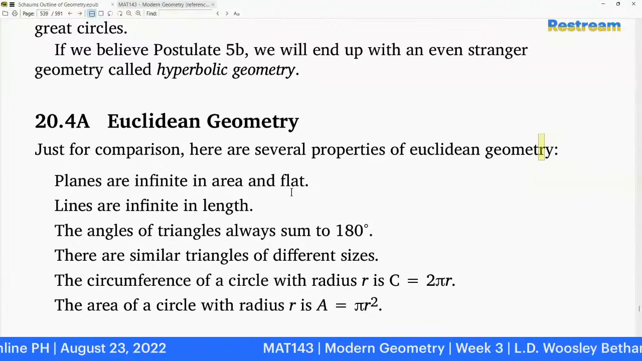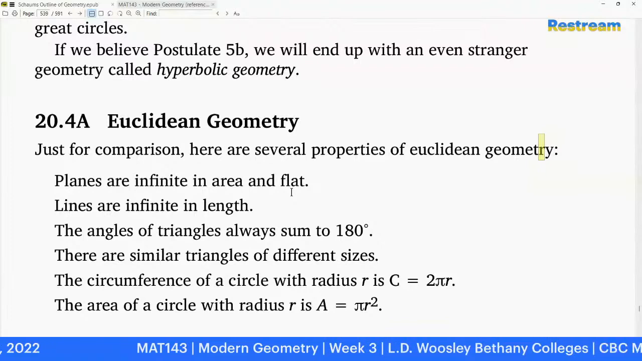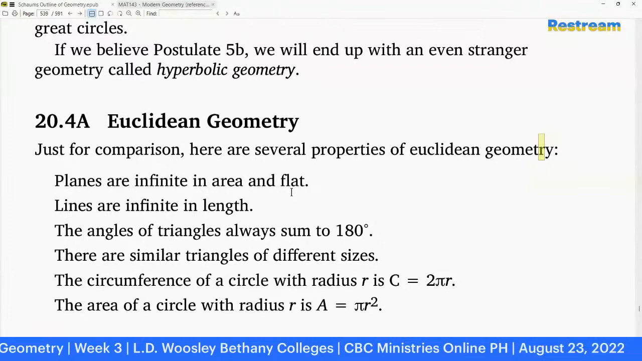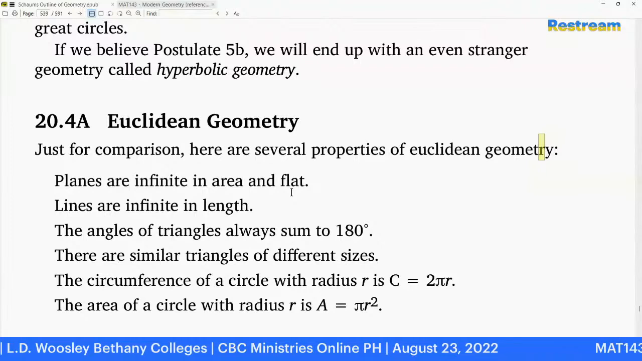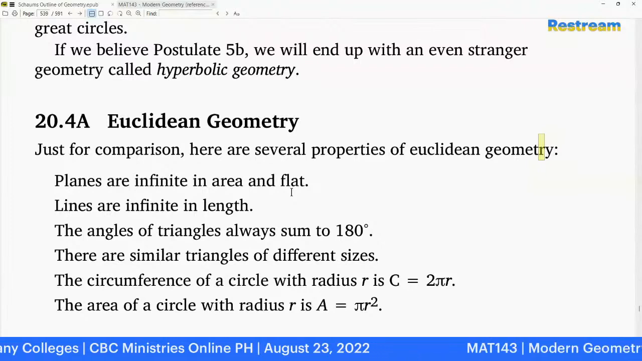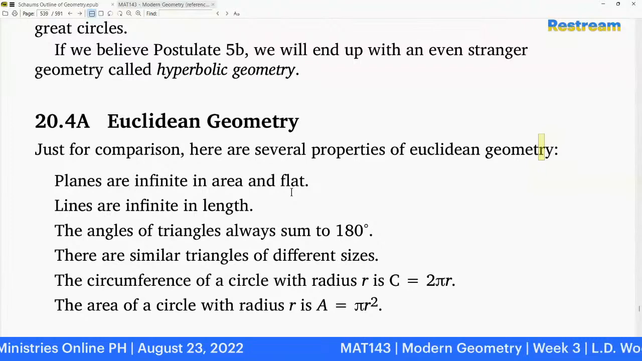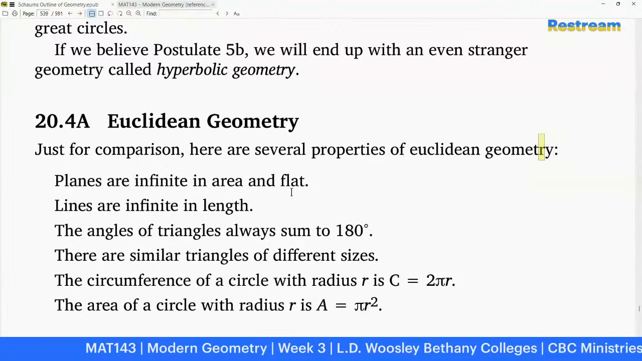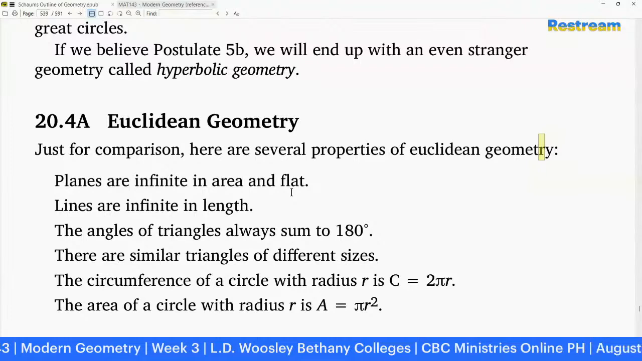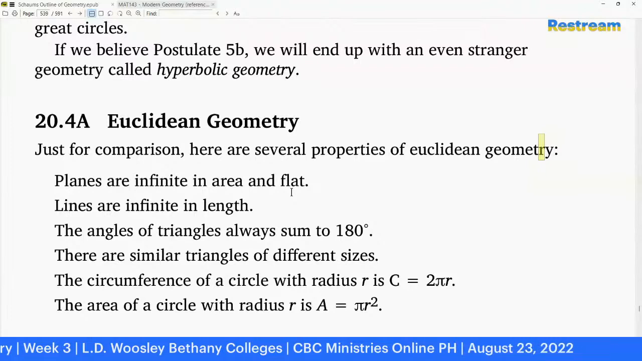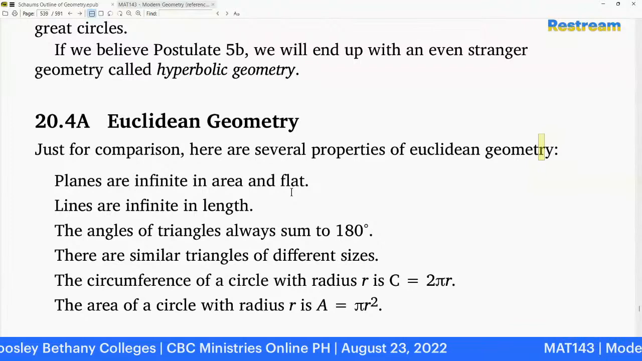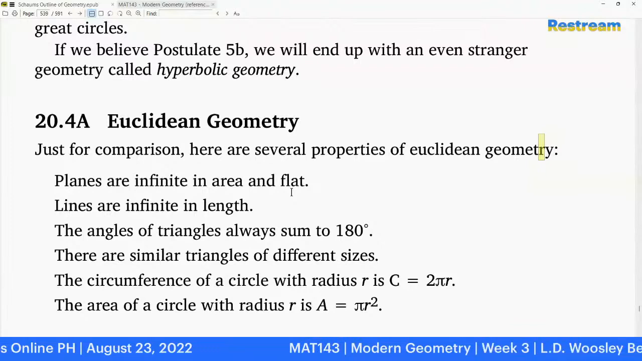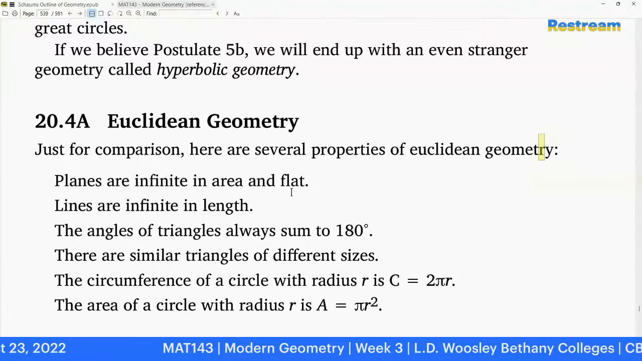Alright, so take note of this, guys. Later on, magkakaroon na ng variation pag tinignan natin yung mga non-Euclidean geometries. Okay? So yun yung makikita natin dyan. Then there are similar triangles of different sizes. Is it possible, guys? There are similar triangles of different sizes. What will make a triangle similar to others?